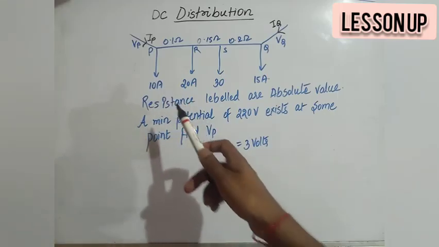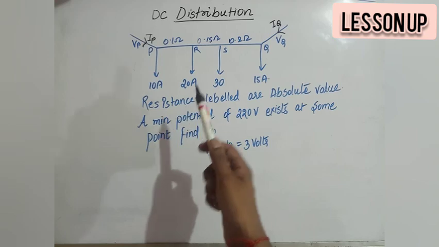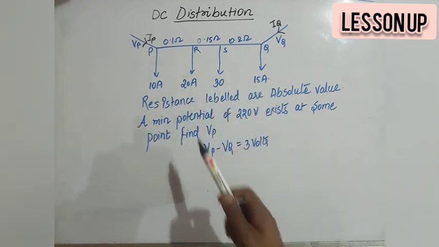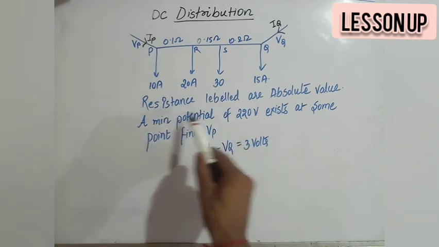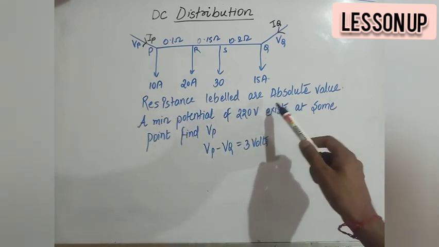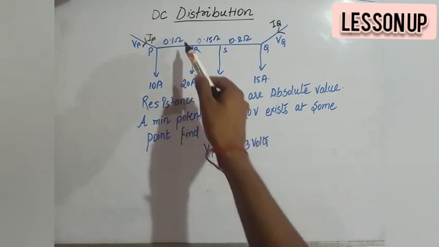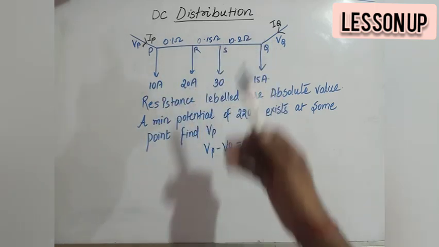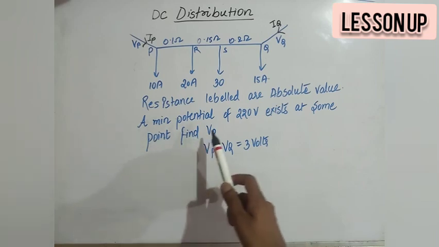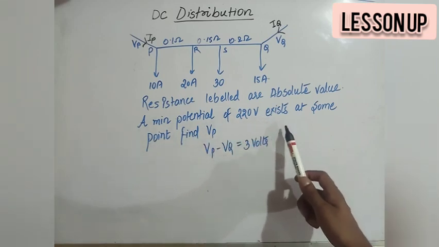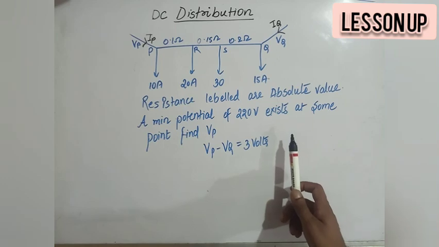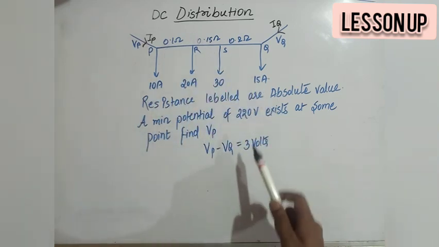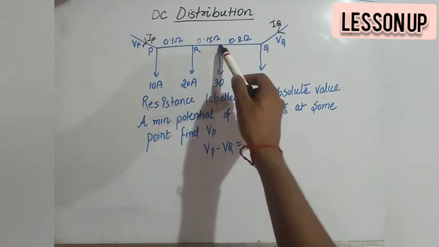So our next question is from non-uniform loading. Okay. So this is non-uniform loading where resistance is labeled R absolute value. It means the resistance is given directly in ohm. It is not given in ohm per meter. A minimum potential of 220 volt exists at some point. Okay, so there will be some minimum potential. We need to find the minimum potential point.